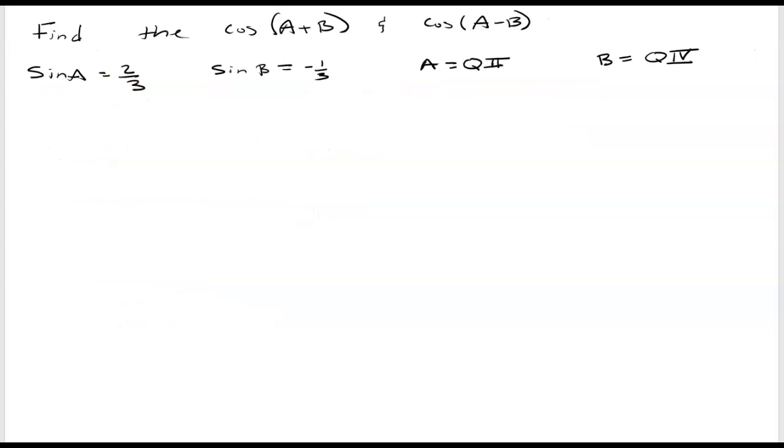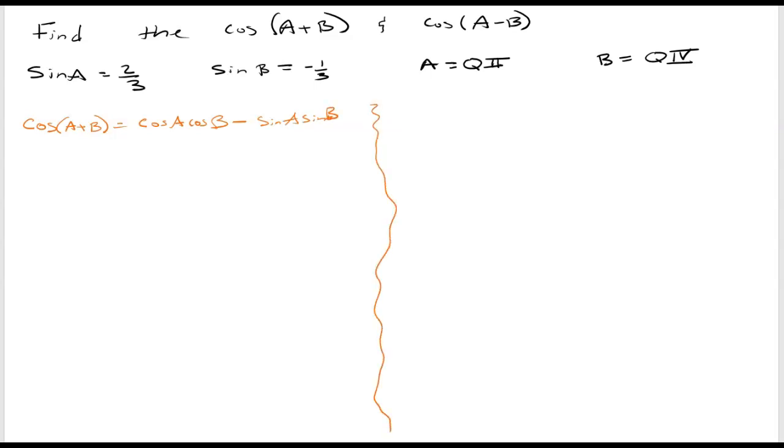Here they are. So here's the first one. We're going to find the cosine of A plus B, and we'll find the cosine of A minus B, given this information. So the first thing I'm going to do is write out cosine of A plus B, which gives you the cosine of A times the cosine of B minus sine of A, sine of B. And that's going to be my first one.